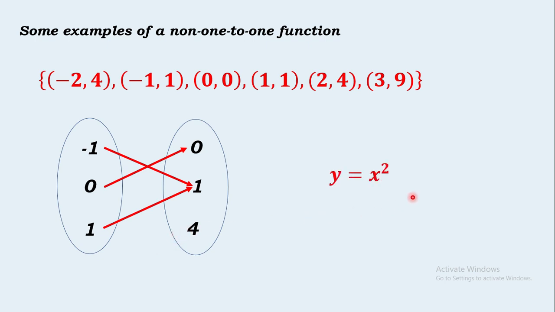Another is this function y equals x squared. As I've said earlier, we can have two values of x that will result in only one value for y. What are these numbers? I have mentioned some examples earlier. We can have 2 and negative 2. Positive 2 squared is 4, negative 2 squared is also 4. And at the same time, another example: positive 1 squared is 1, negative 1 squared is also 1. So this is not a one-to-one function.